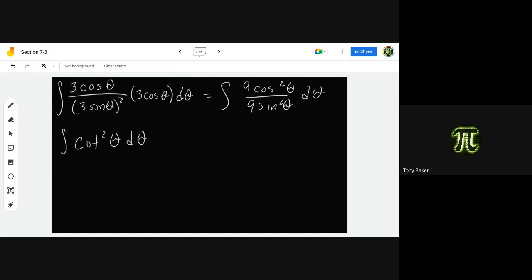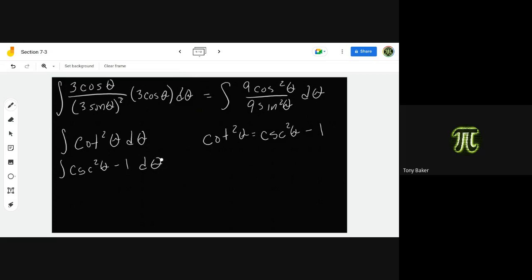All right. Do we know the integral of cotangent squared theta? No, it's not secant. It's actually not one that we have a ready rule for. But we can change it to cosecant. Cotangent squared theta is cosecant squared theta minus 1. So now I have the integral of cosecant squared theta minus 1 d theta.